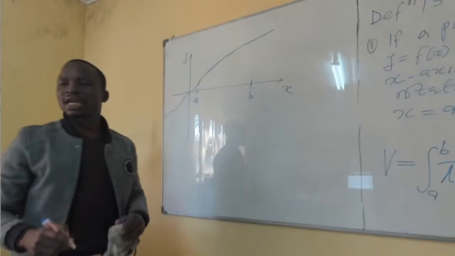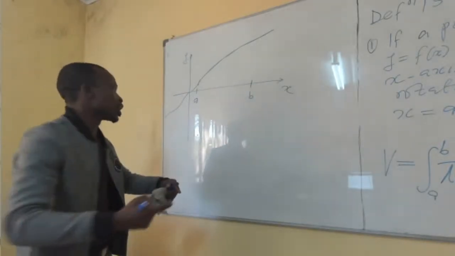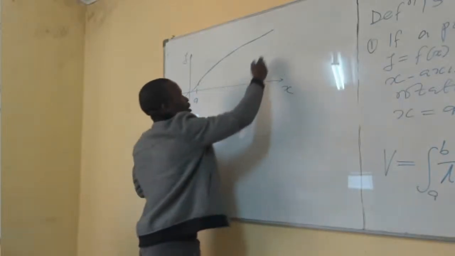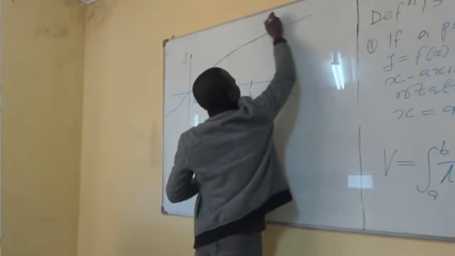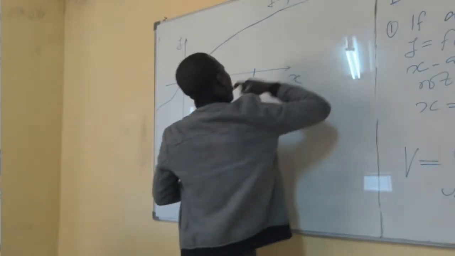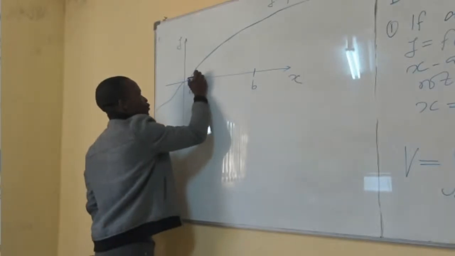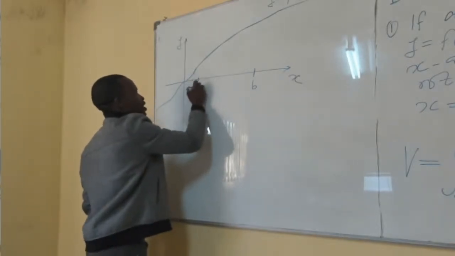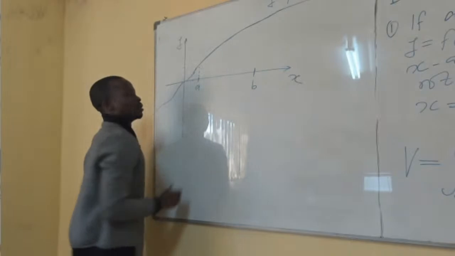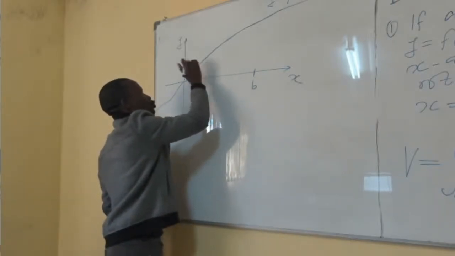Now, what we want is to find the volume of rotation from point A to point B. So our function continues going. So this is the function y equal to f of x. Then we decide to hold this function from this point A. Then we hold it somewhere there. Then we try now to rotate.